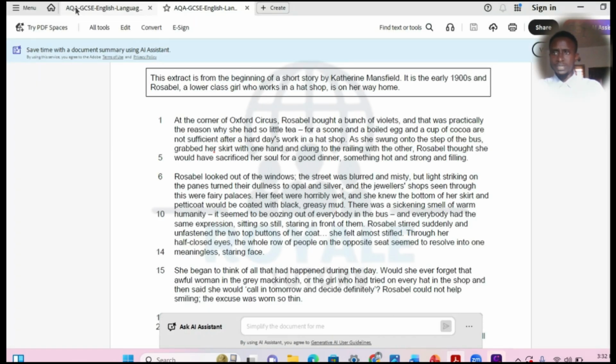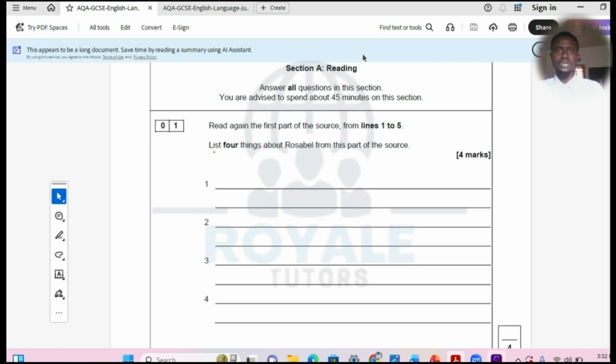All right, we're here now. So let's see question one, 4 marks. This is it right here. And then the question says, read again the first part of the source from lines 1 to 5. List 4 things about Rosabel from this part of the source. So what exactly is the task given to us? They want us to list 4 things about a character whose name is Rosabel.